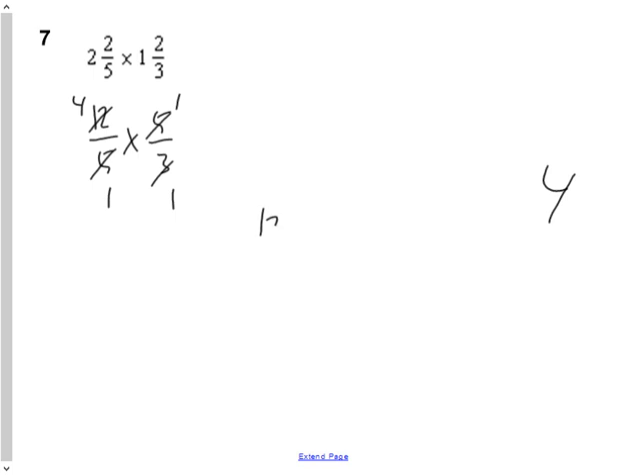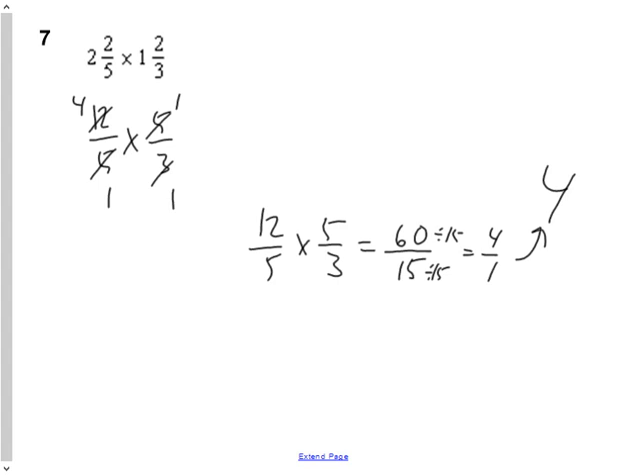But if you didn't cross reduce, you got 12 over 5 multiplied by 5 over 3, which gives you 60 over 15. Both are divisible by 15, which would be 4 over 1, which equals 4.